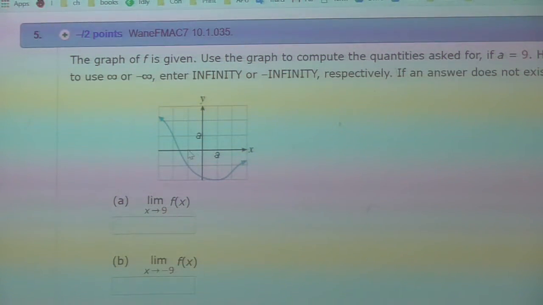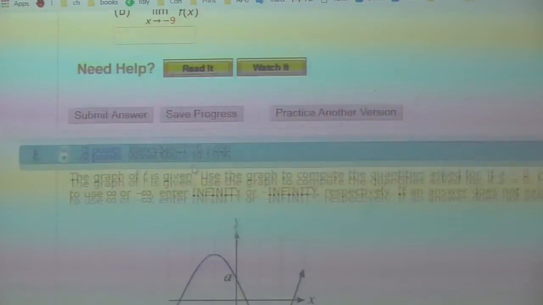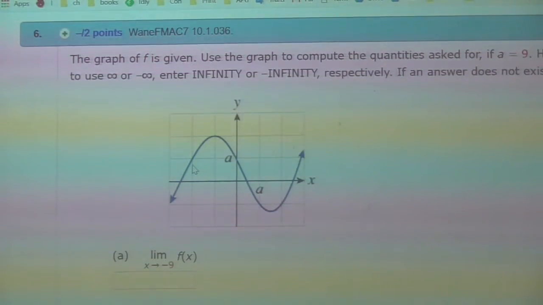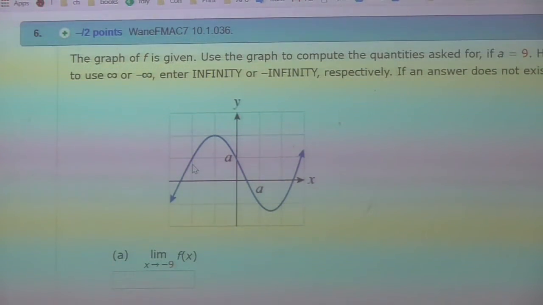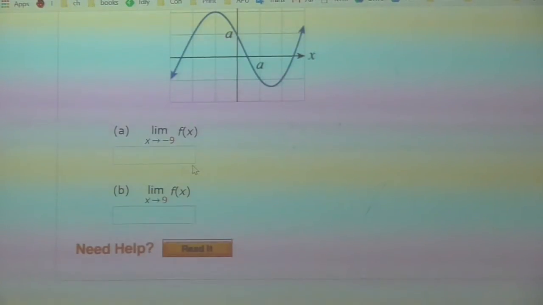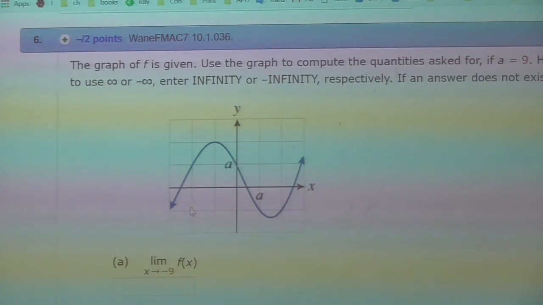Okay, and how about at negative 9? So that means over here. So then what is it? Negative 9, right? Okay, does everyone get that? Okay, how about here? It's the same thing. So this is the same thing, so we don't need to do that.